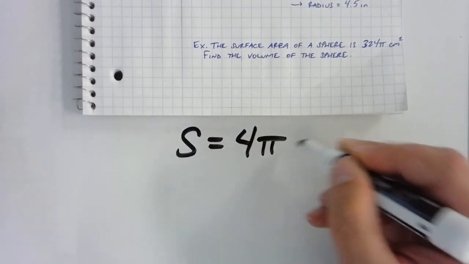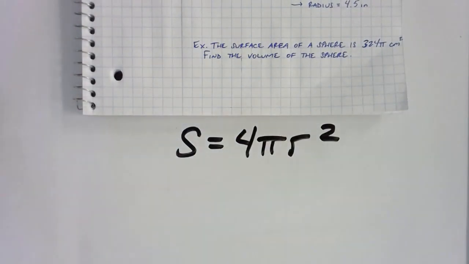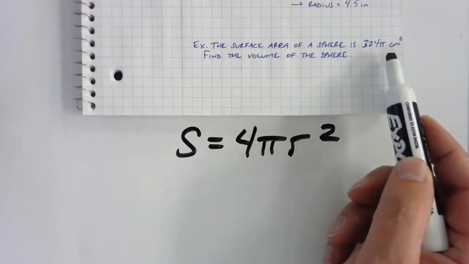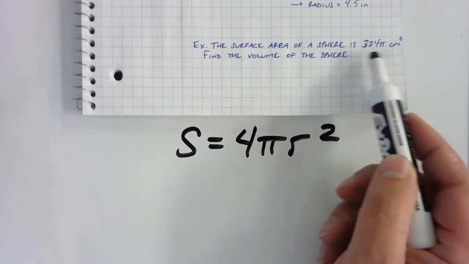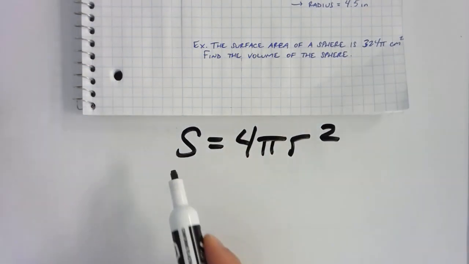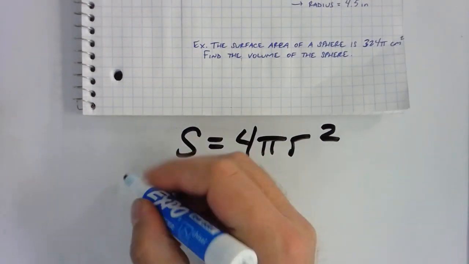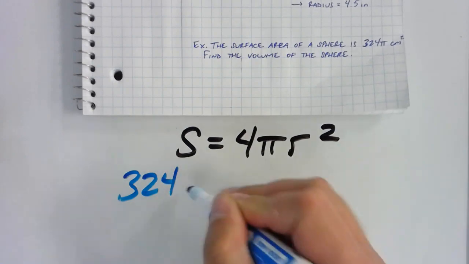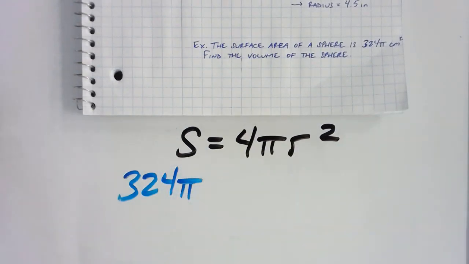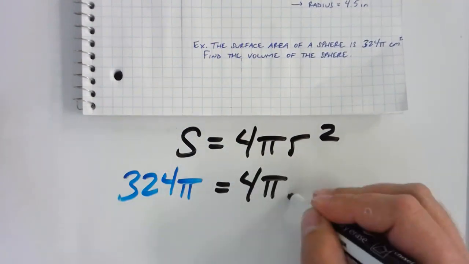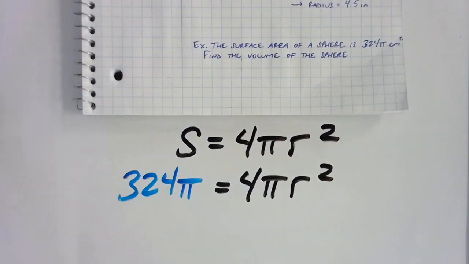Surface area is 4 pi r squared. Okay, that is still true. That's the surface area of a sphere. The fact that they've told me what that surface area is, 324 pi, that value is simply going in for this capital S being the surface area. So I'm just substituting here, but surface area is 324 pi. That's going to still equal 4 pi r squared. Why is that valuable? Because in this formula, I can now solve for radius.